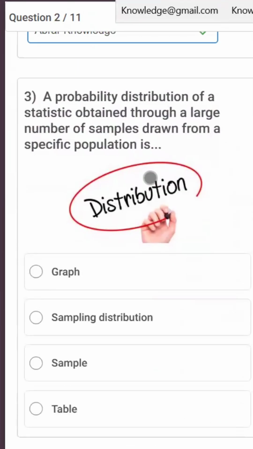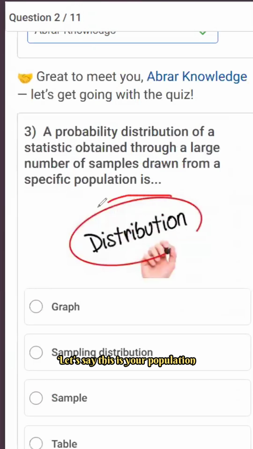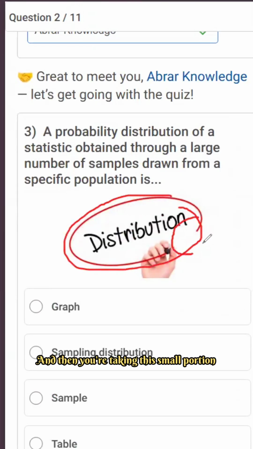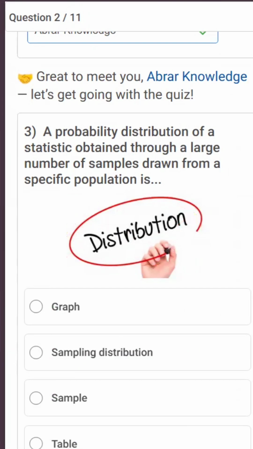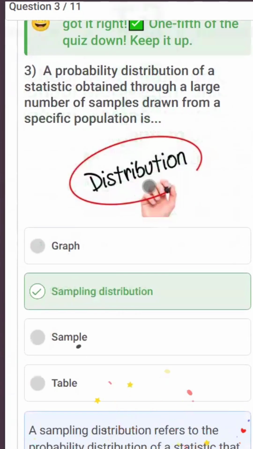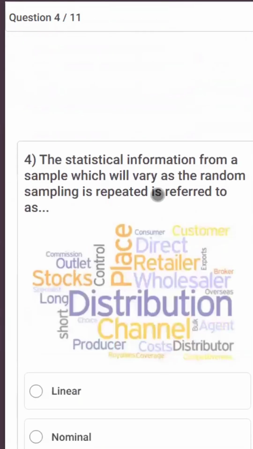The probability distribution of a statistic obtained through a large number of samples drawn from a specific population is called the sampling distribution. You have a big portion, let's say this is your population, and then you take this small portion to estimate the population. That is called the sampling distribution. We got 2 out of 2, and it has a little bit of definitions there.